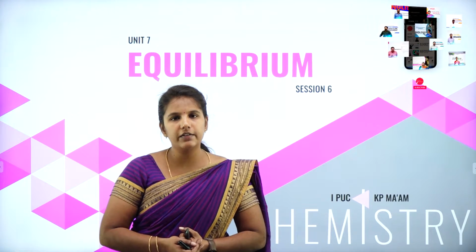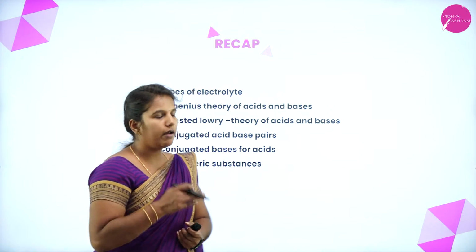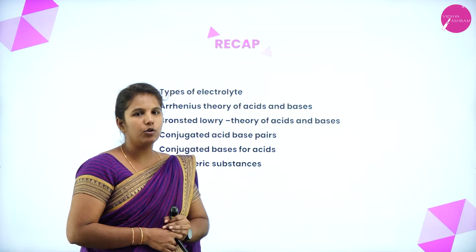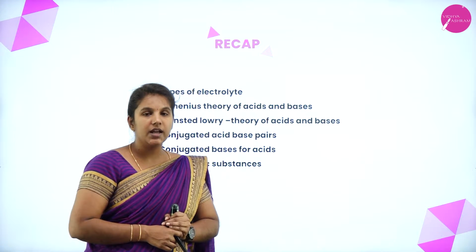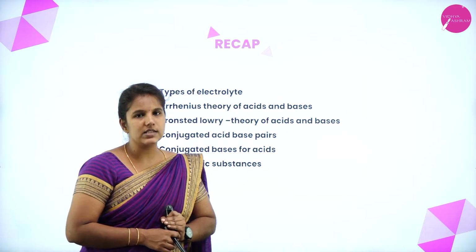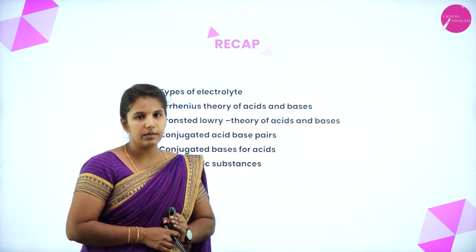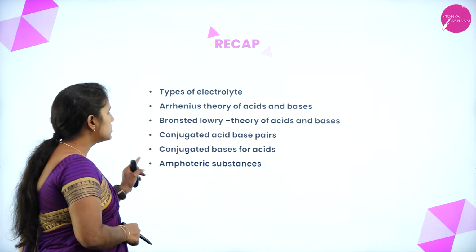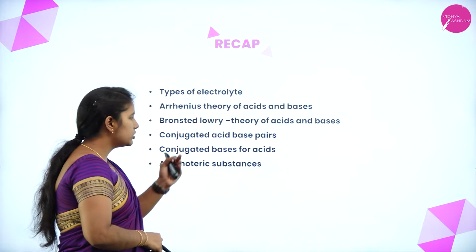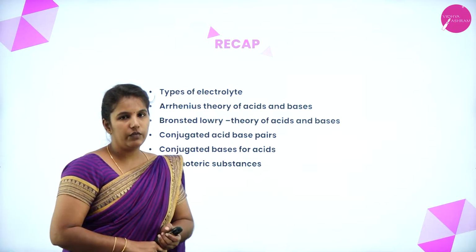My dear students, in our last discussion, we were dealing with a unit called equilibrium. Under this unit, we have discussed electrolytes and their types, and also learned about the theories of acids and bases. In that, we understood two theories: the Arrhenius theory of acids and bases, and the Bronsted-Lowry theory of acids and bases. In addition, we also learnt what a conjugate acid-base pair is, what a conjugate base for an acid is, and what amphoteric substances are.